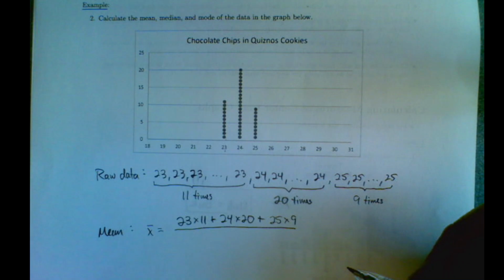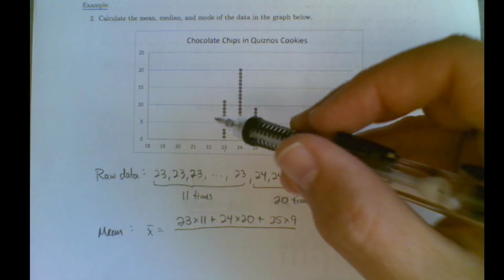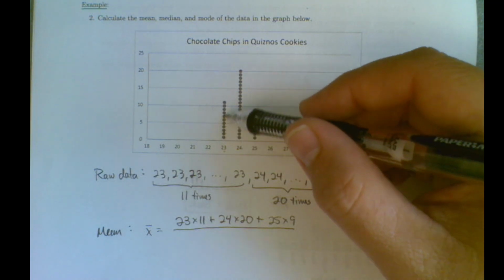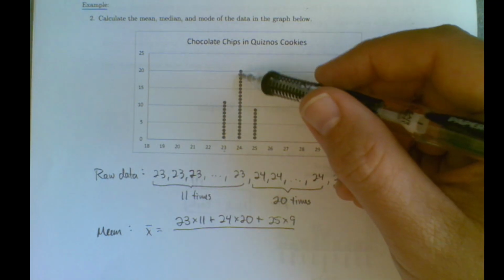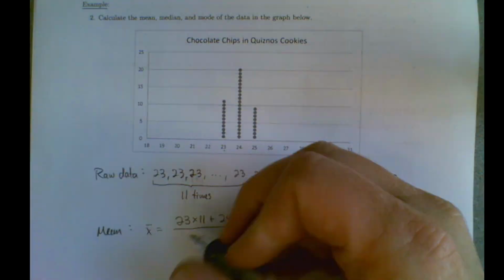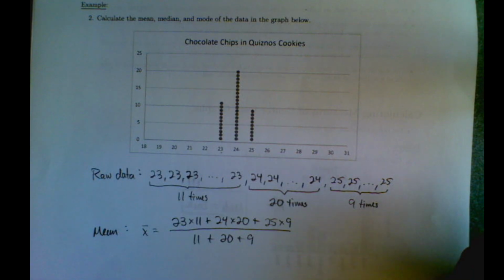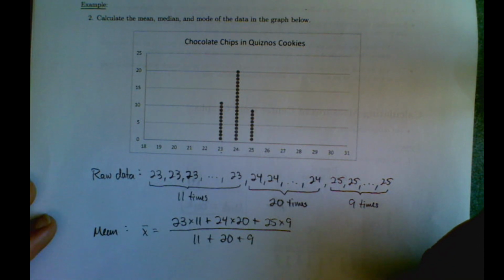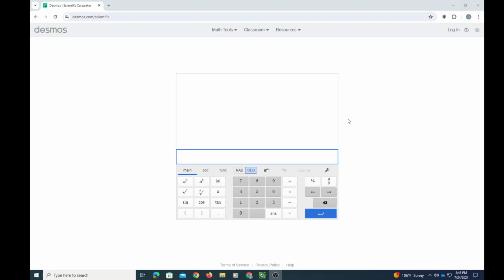And then I would need to divide that by the total number of cookies in the sample. Now here I can just note that there were 11 cookies here, plus 20 cookies there, plus 9 cookies there. So it would be 11 plus 20 plus 9. So we can punch this into our calculator and see what we get. Let's head over to our calculator.